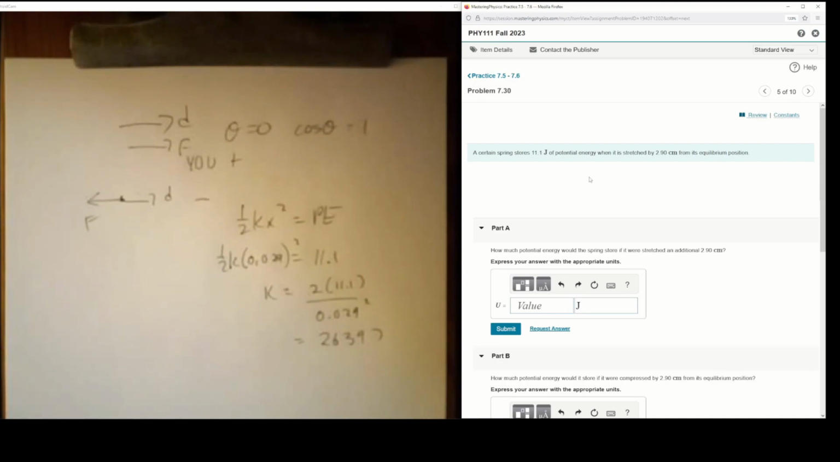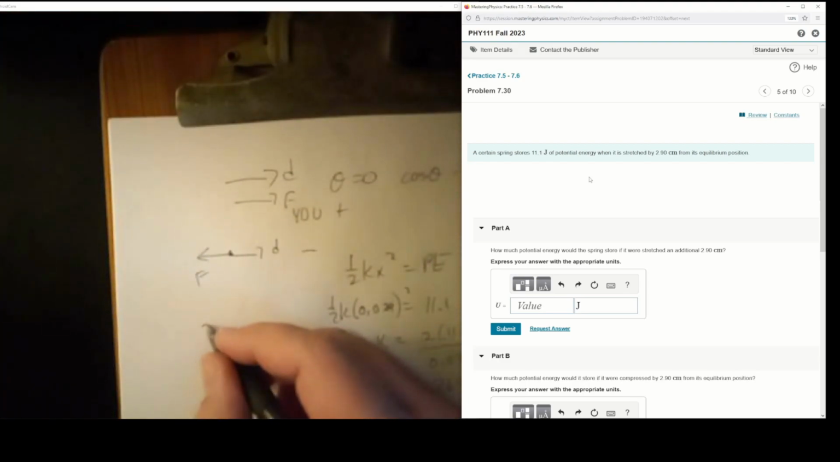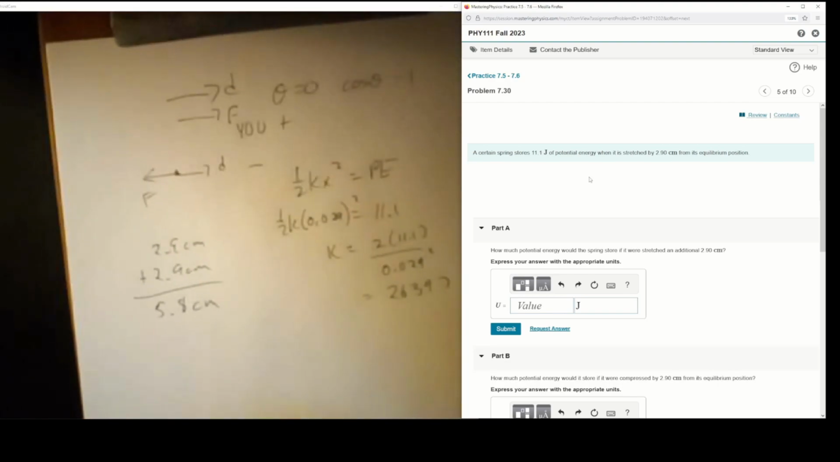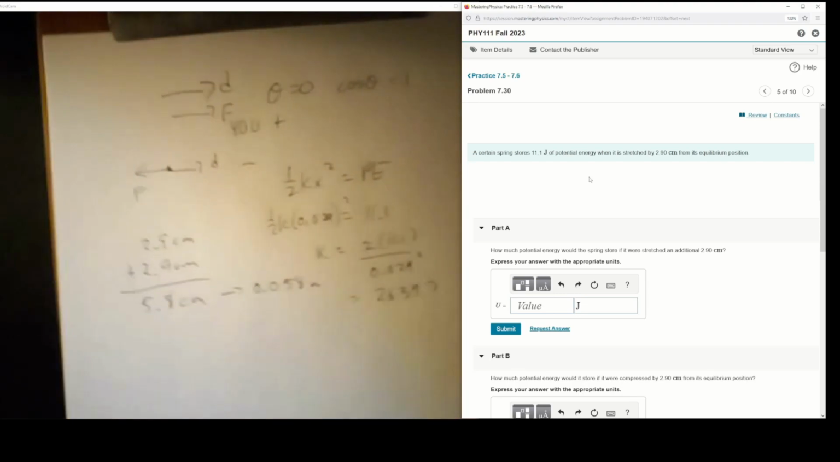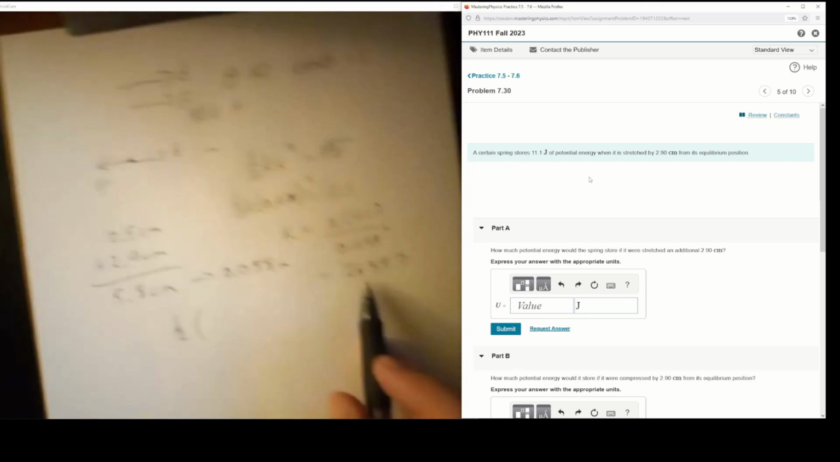So part A, how much potential energy would a spring store if it were stretched an additional, right, so they're being a little tricky here, an additional 2.9. So it's already stretched 2.9 centimeters, and we're going to stretch it another 2.9 centimeters to get us 5.8 centimeters for a total stretch. We need to put this into meters. So 0.058 meters is the total stretch of the spring. We know the spring constant, just figured it out here.